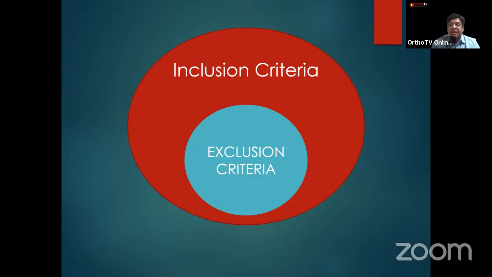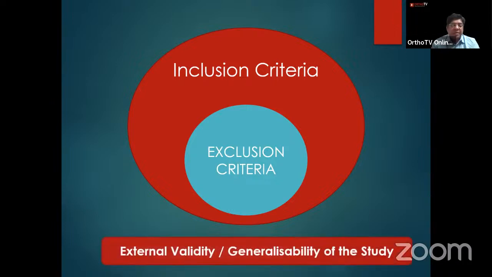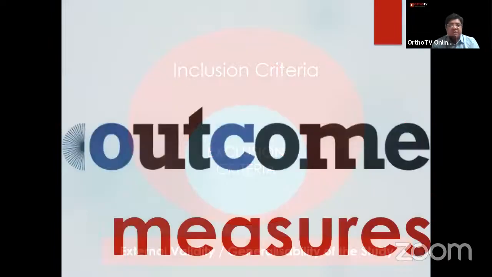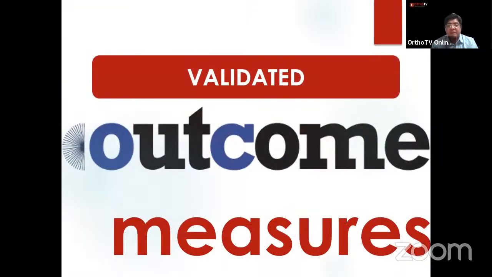Inclusion and exclusion criteria are very important because they establish external validity and generalizability of the study. It means how applicable this study or the conclusion of this research will be to a general population. So this is what is defined by inclusion and exclusion criteria. Of course, it is defined by other things, but this is the major thing about inclusion and exclusion. Of course, validated outcome measures have to be utilized. You need to find references for these two.